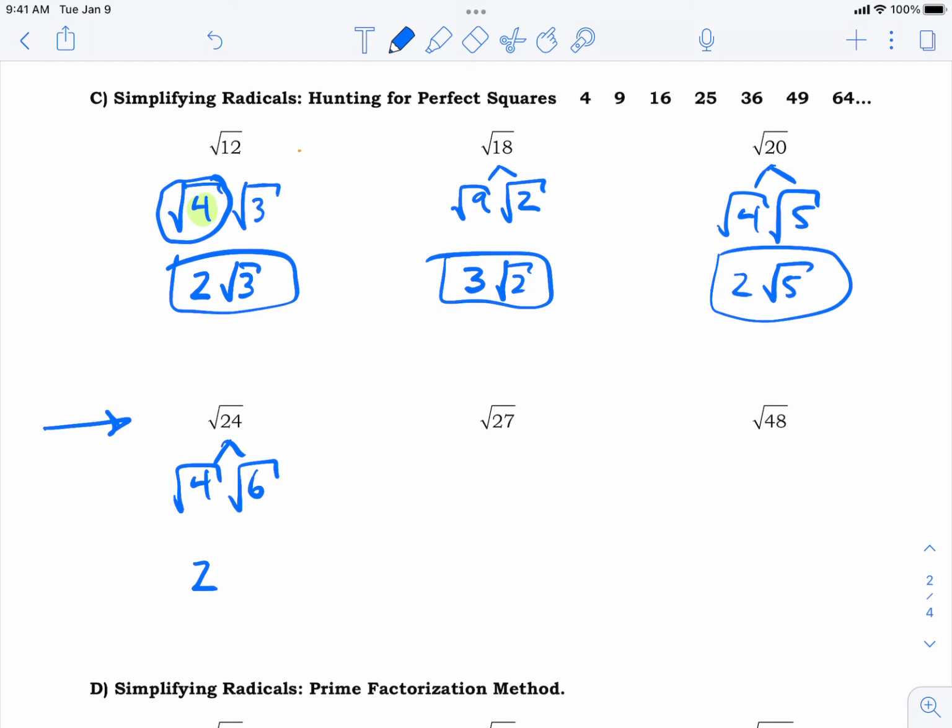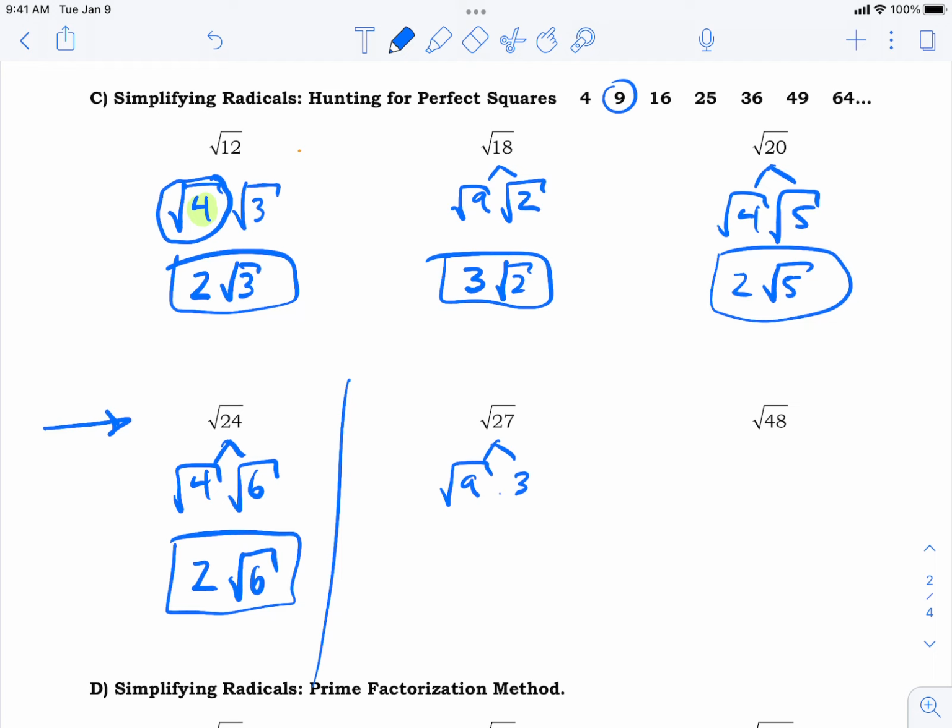So radical 4 is 2. And then radical 6 does not come out even. And so there's your answer. Cool. Looking at the 27, did you see a 9? 27 has a 9 in it. So you think of the 27 as a 9 times 3.